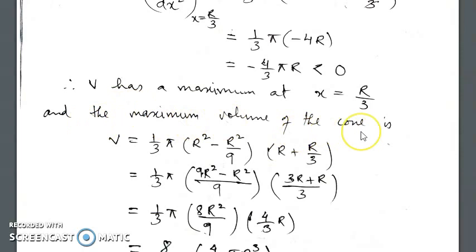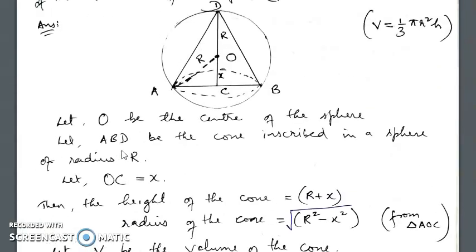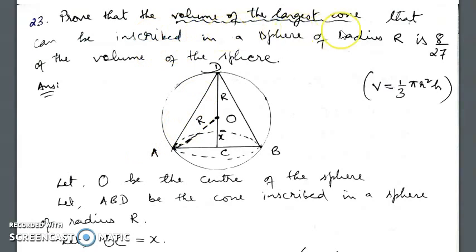And the maximum volume of the cone is v. This is the second part of the question. See what we have to prove after finding the maximum. Prove that the volume of the largest cone that can be inscribed in a sphere of radius r is 8 by 27 of the volume of the sphere. That is, after finding the maximum volume, what you have to prove is that the volume is 8 by 27 of the volume of the sphere.